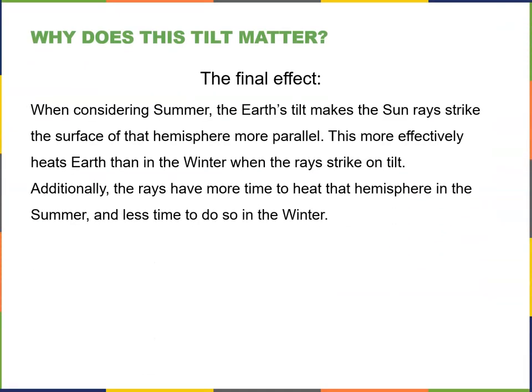So the final effect from the tilt is that in the summertime, the sunlight has more time to heat Earth, and it is also more effective in heating Earth. Therefore, we get hotter days. In the winter, the sunlight has less time to heat Earth, and is also less effective at heating Earth, so the opposite occurs and we have colder days.